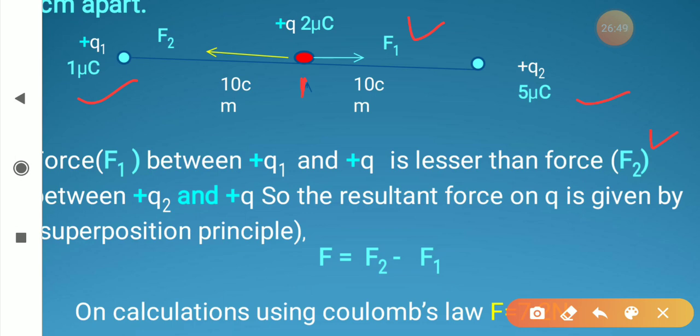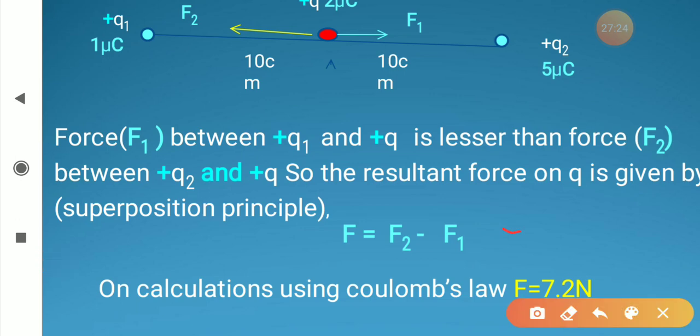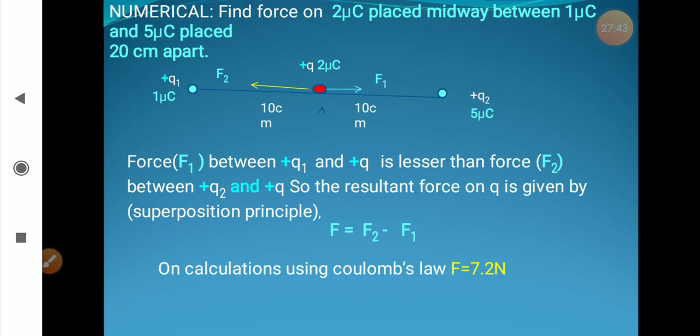This Q2 will repel Q, and the force acting is F2. Now F1 and F2 are in opposite directions, but you can see that Q1 into Q is lesser than Q and Q2. Therefore, F2 is greater than F1. So the forces are acting in opposite directions, and the magnitude of the resultant force will be F2 minus F1. Now on calculation and using Coulomb's law, the result comes out to be 7.2 Newton. You can do the calculations and check it. So in this way we can use the superposition principle.